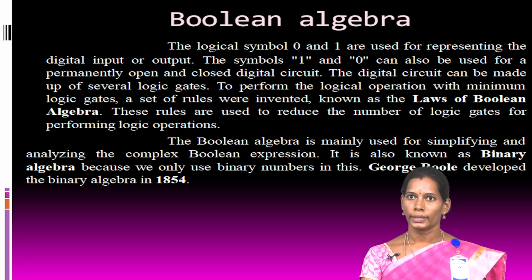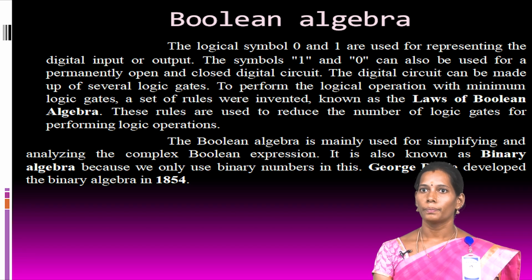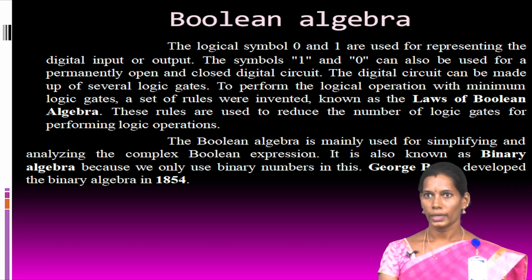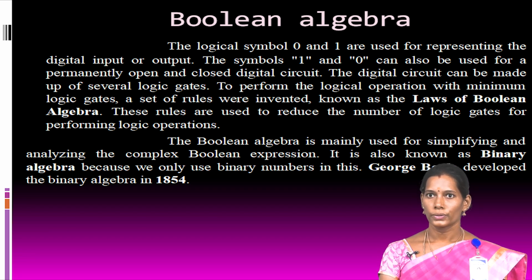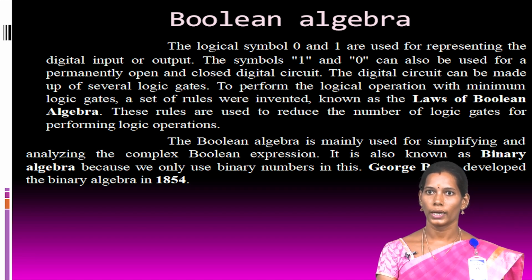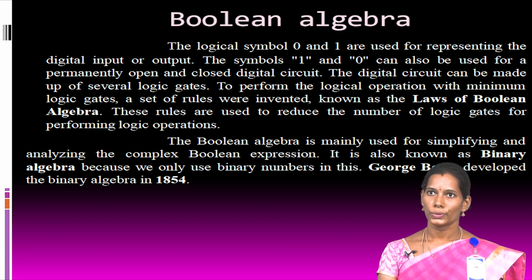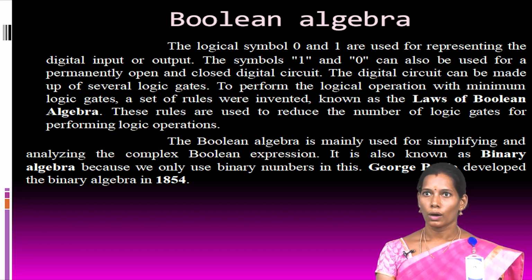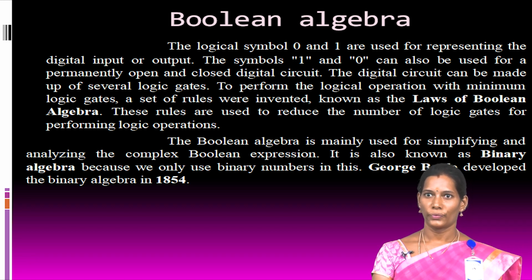The digital circuit can be made up of several logic gates. To perform the logical operation with the minimum logic gates, a set of rules were invented known as laws of Boolean algebra. These rules are also used to reduce the number of logic gates in performing logical operations. Boolean algebra is mainly used for simplifying and analyzing complex Boolean expressions. It is also known as binary algebra because we only use binary numbers. George Boole developed the binary algebra in 1854.